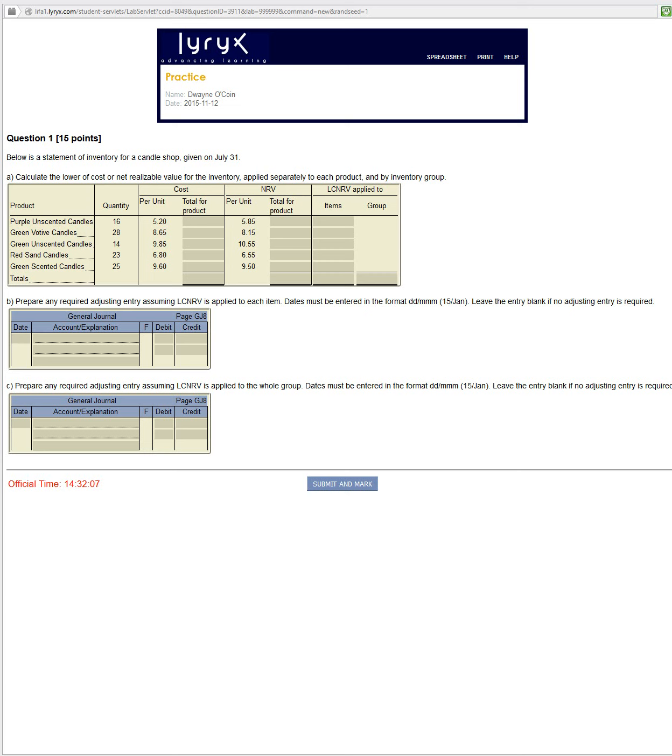Okay, welcome back. This is Lab 6.3. Only one question in 6.3. And here we're dealing with the lower of cost or net realizable value. And so essentially we need to figure out the corrected value.